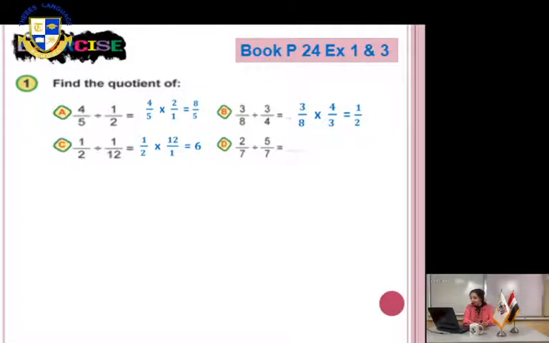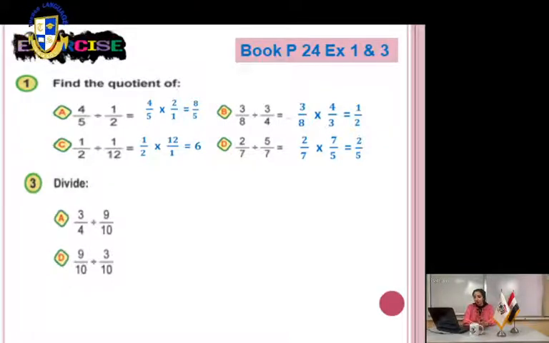Letter D, 2 over 7 divided by 5 over 7, keep, switch, flip. 2 over 7 multiplied by 7 over 5. Okay, and the final answer will be 2 over 5 after simplifying. Okay, don't forget to simplify the fraction. Question number 3, divide. 3 over 4 divided by 9 over 10, keep, switch, flip. 3 over 4 multiplied by 10 over 9, simplifying the fraction. The final answer will be 5 over 6.